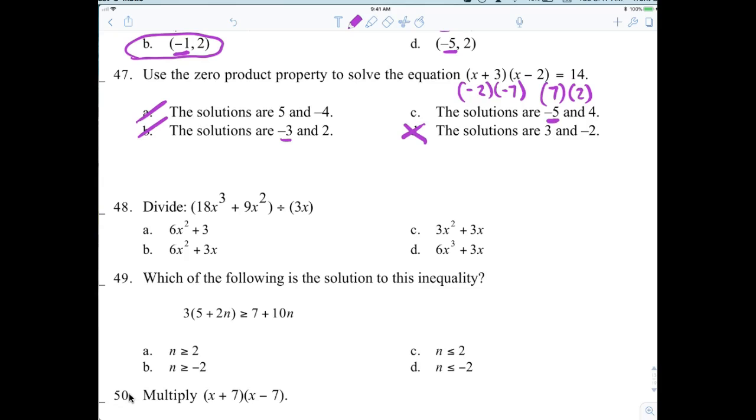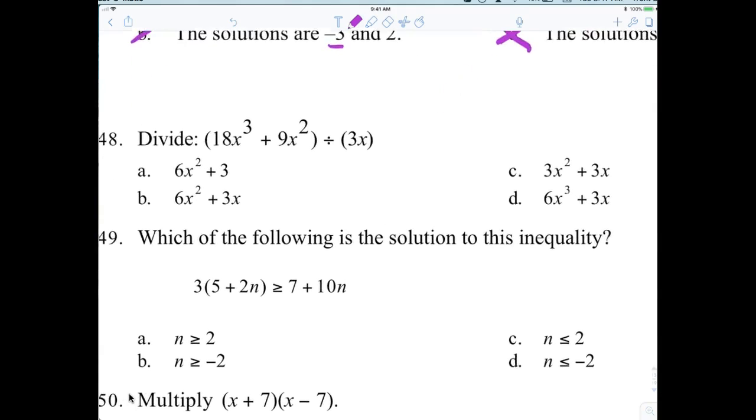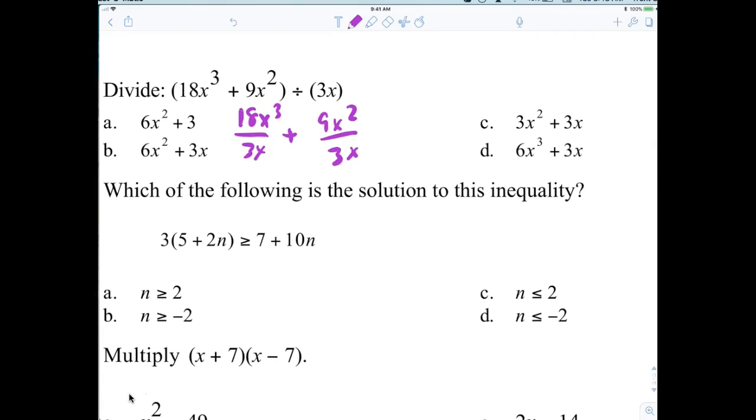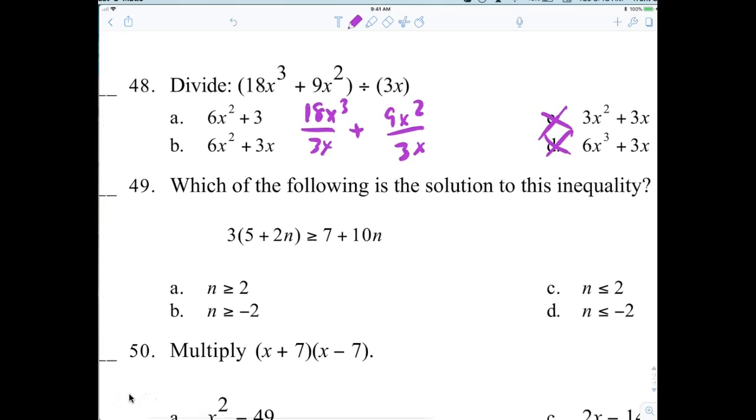All right. Now 48 was at the very beginning. What I always try to remember to tell kids is that you're dividing everything by 3x. So that's how you should be thinking of it. So 18 divided by 3 is 6, and x cubed divided by x is x squared. So I can cross out C and D. And then 9 divided by 3 is 3. X squared divided by x is x. So correct answer, B. Everybody good with that?